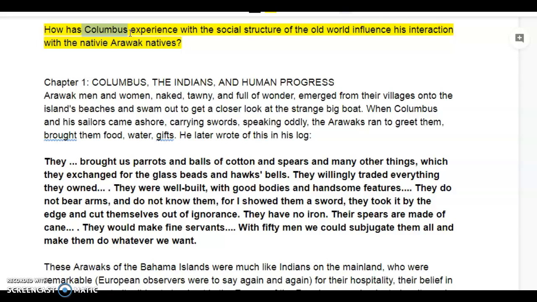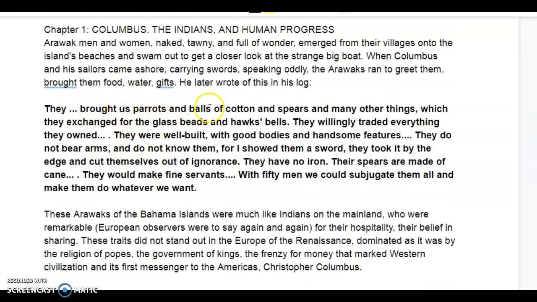And so Howard Zinn first writes, Arawak men and women, naked, tawny, full of wonder, emerged from the villages onto the island's beaches and swarmed out to get a closer look at the strange big boat. When Columbus and his sailors came ashore carrying swords, speaking oddly, the Arawak Indians ran to greet them, brought them food, water, gifts. He later wrote in his log, "They brought us parrots and balls of cotton, spears, and many other things, which they exchanged for glass beads and hawk's bells.